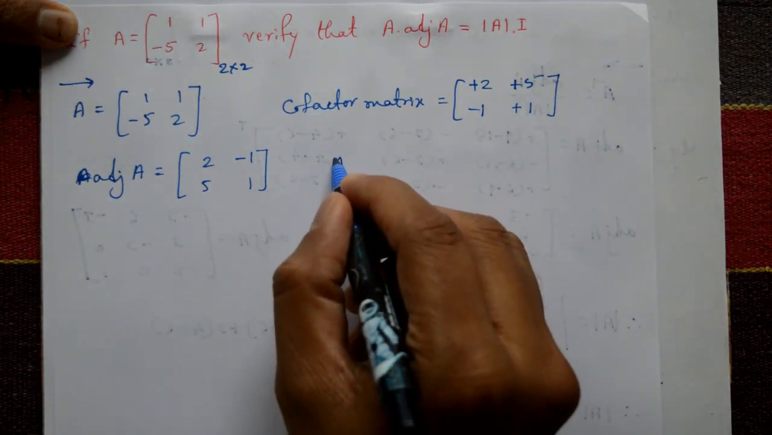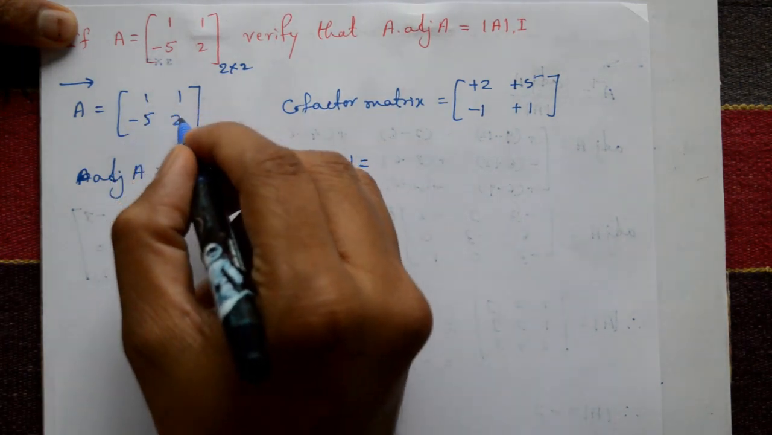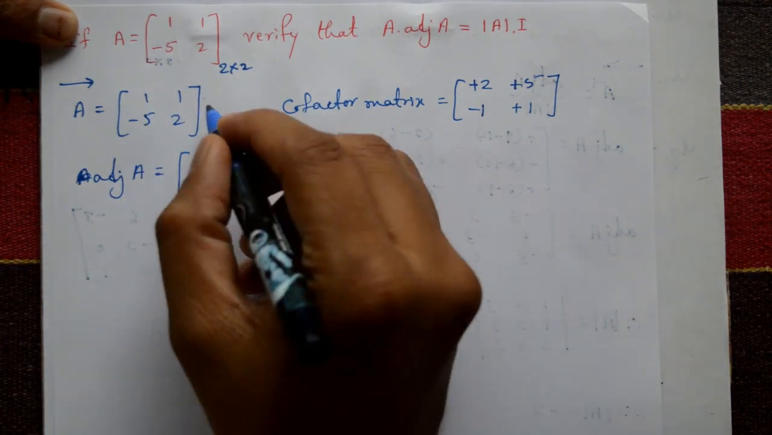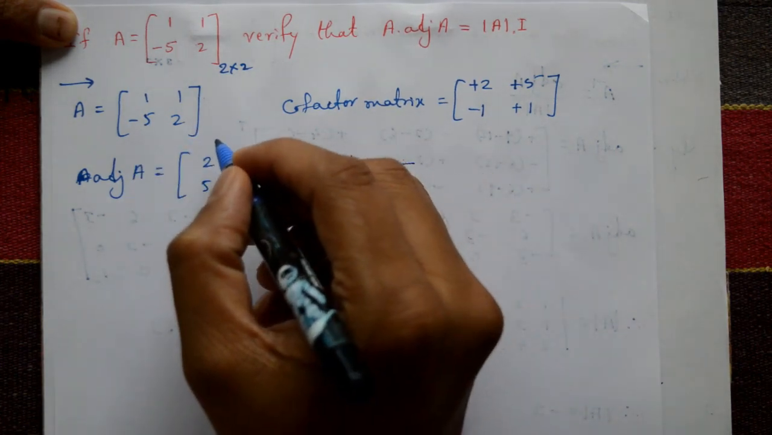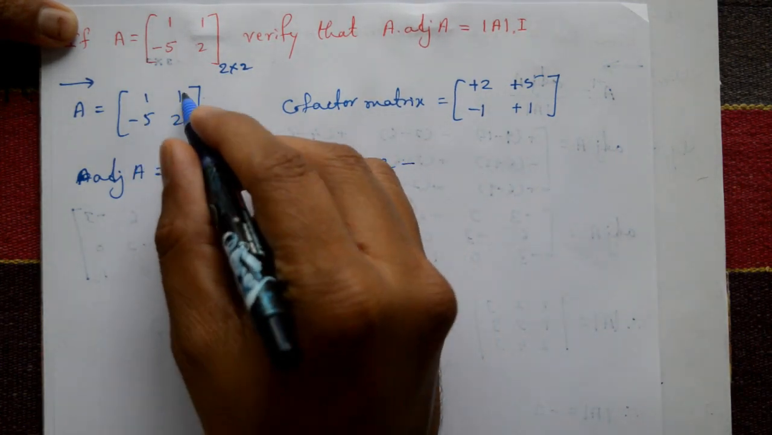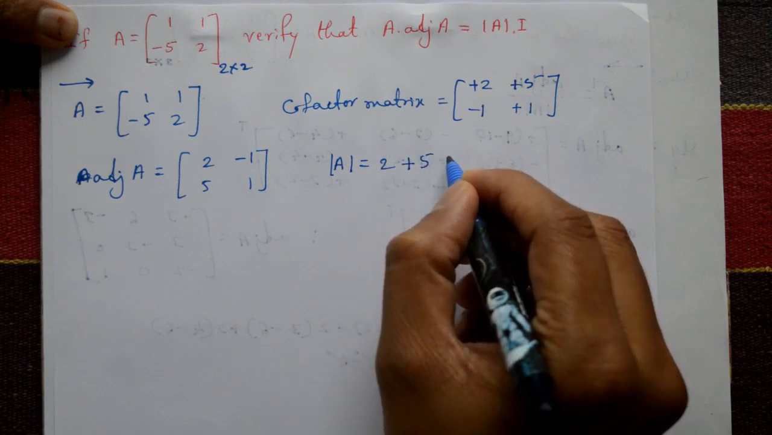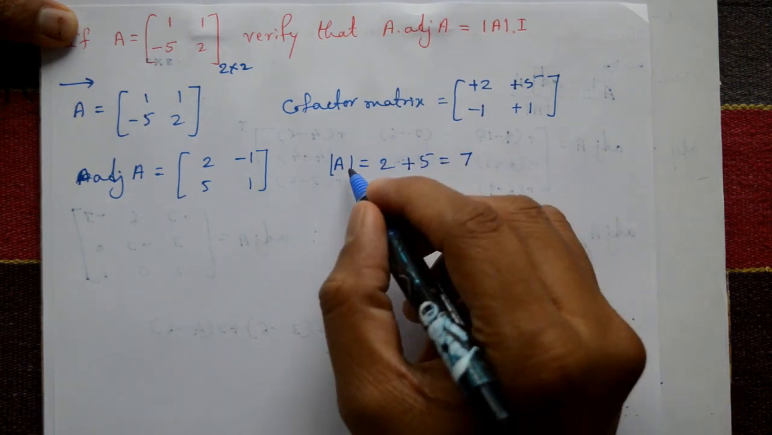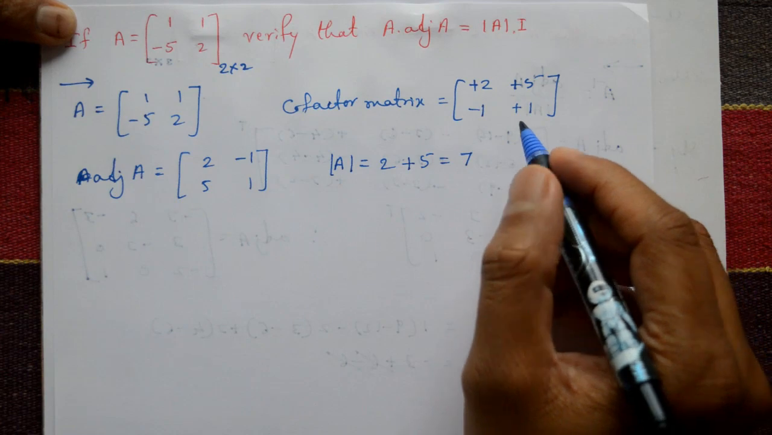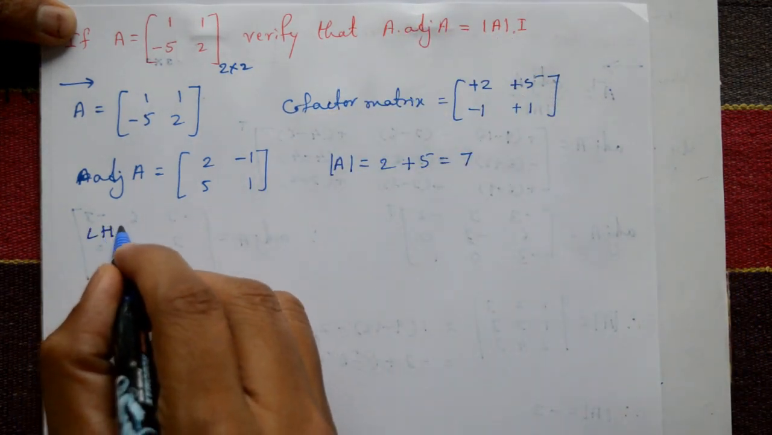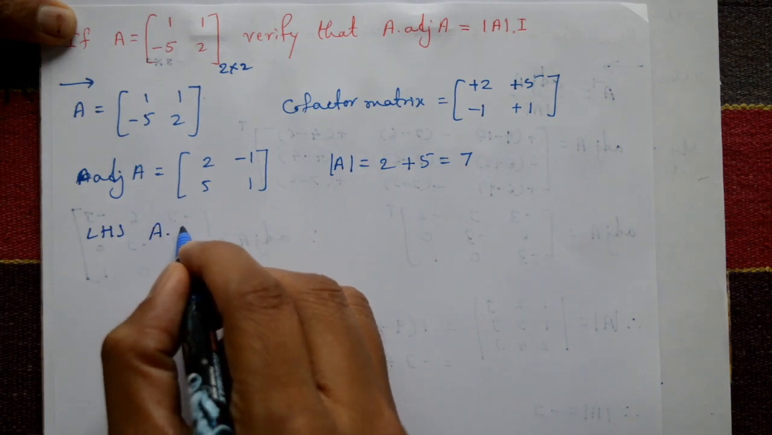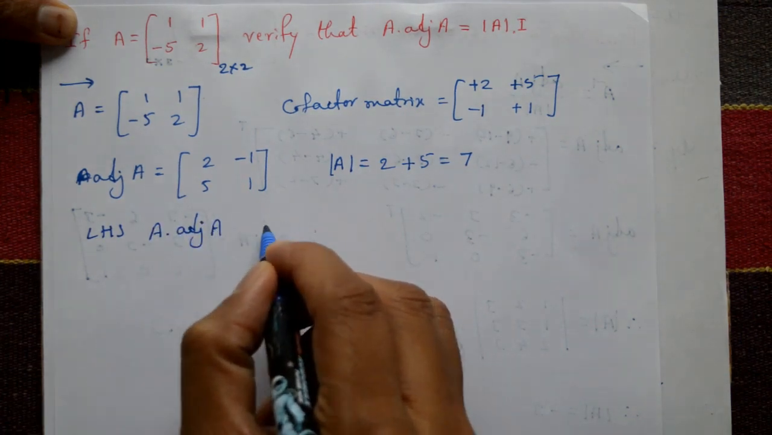Now the determinant of A is equal to 1 into 2, which is 2, minus sign, minus 5 into 1 is minus 5, minus minus plus, so plus 5. This is equal to 7. Determinant of A is equal to 7. Now take the left hand side, LHS: A into adjoint of A.